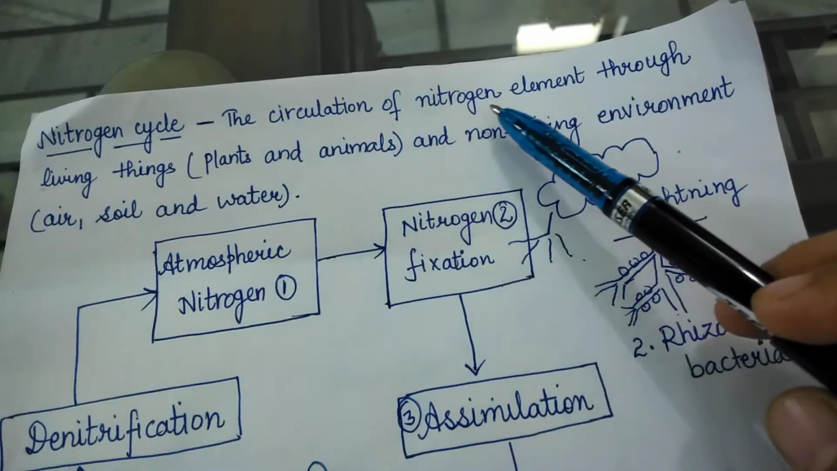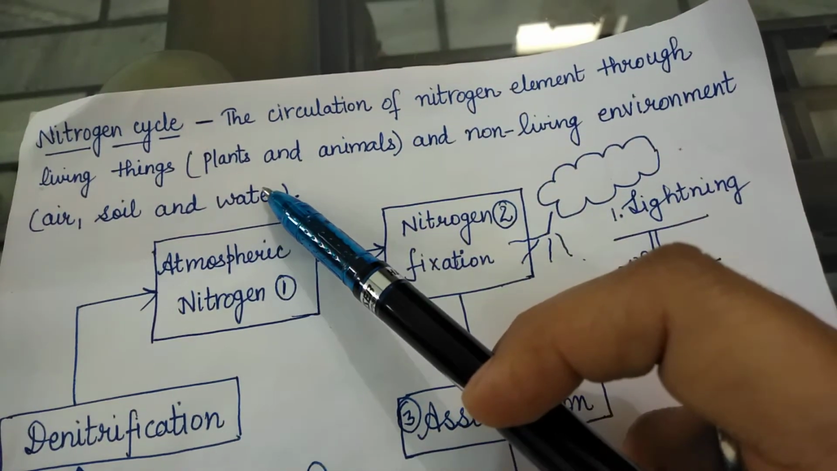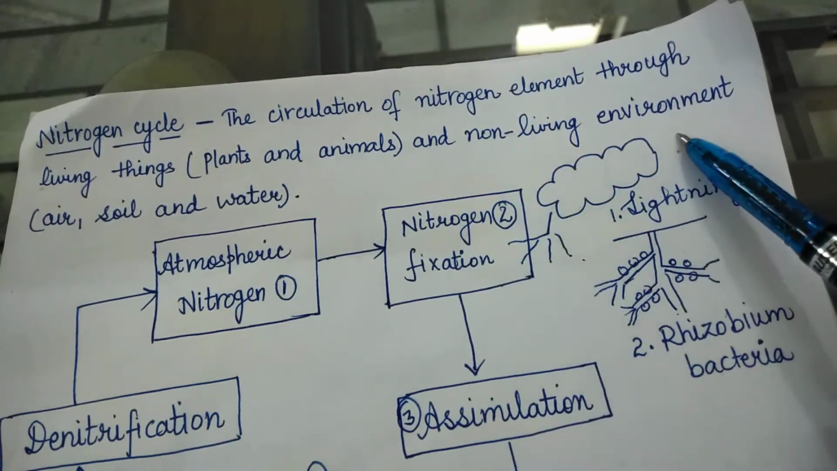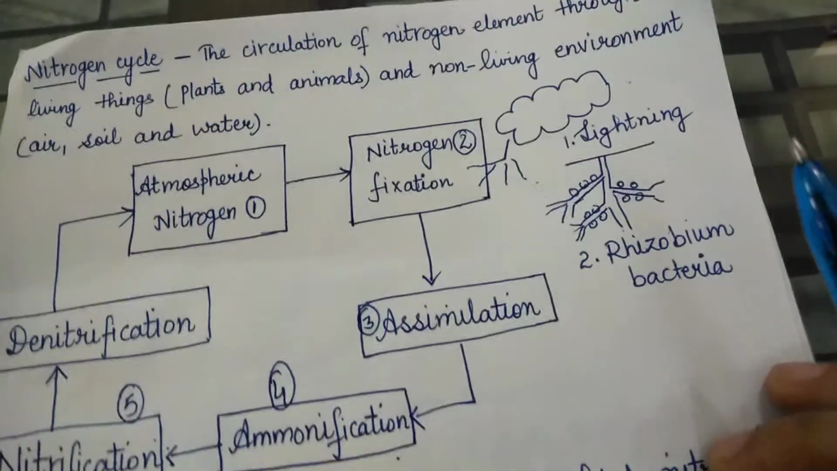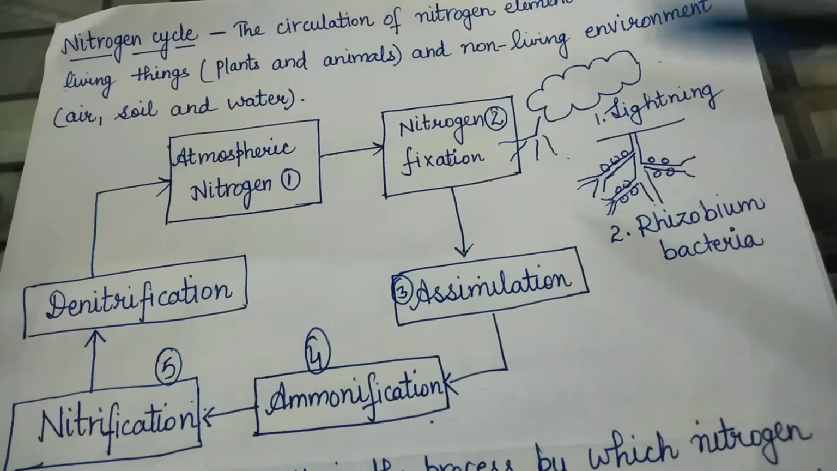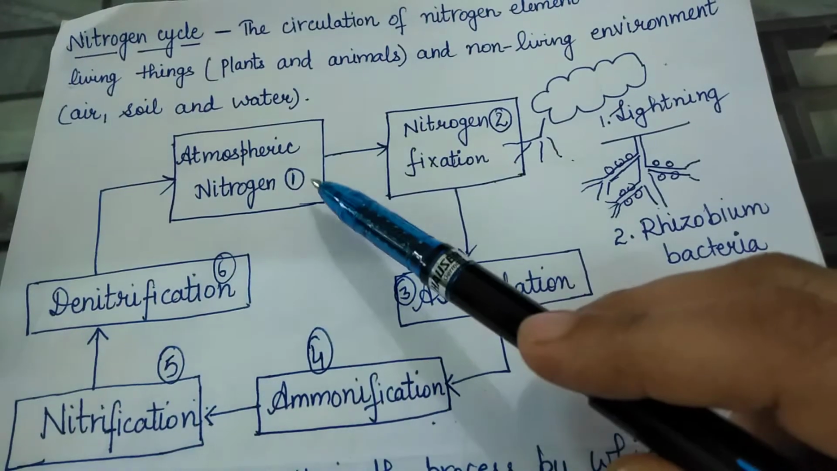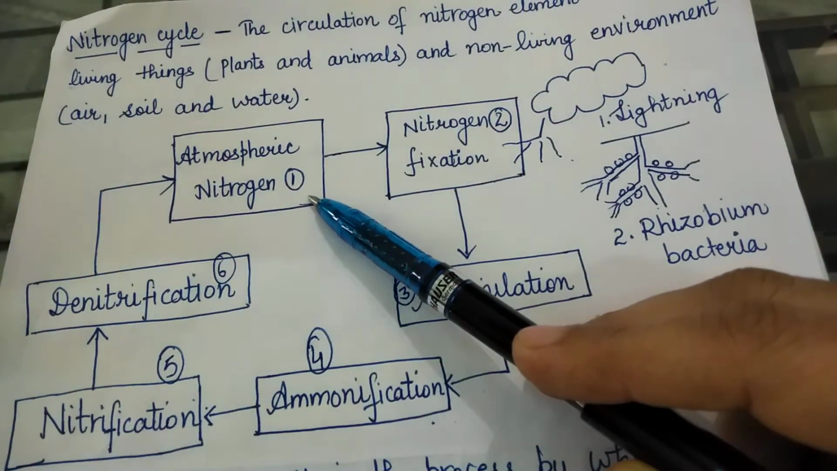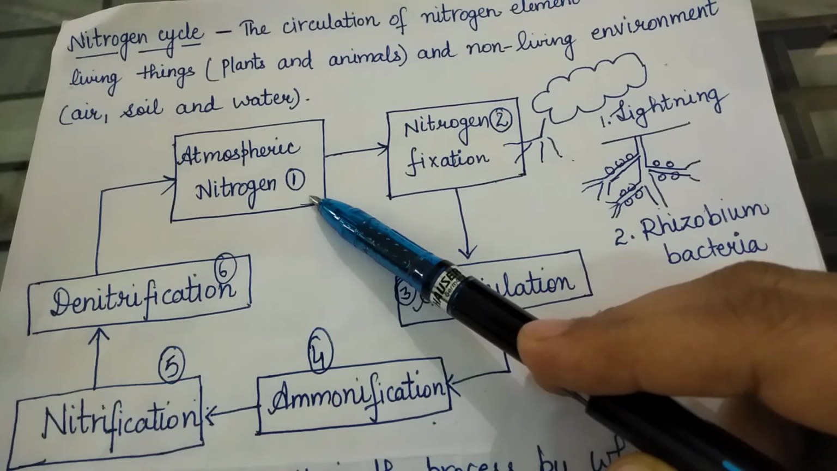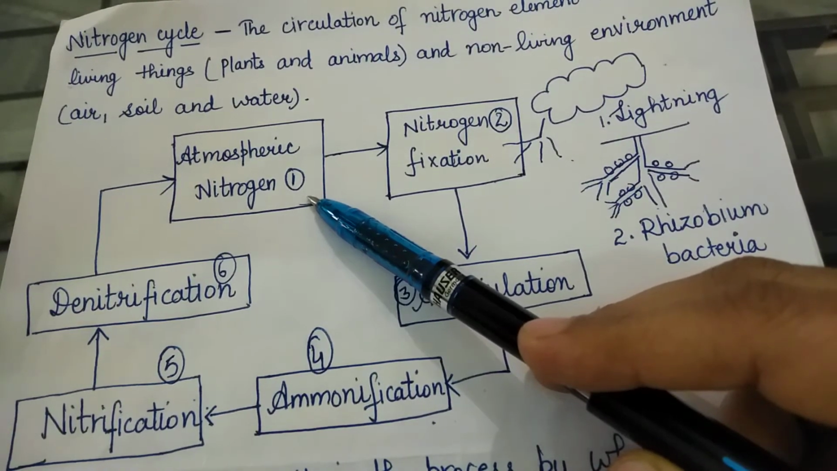What can be the definition of the nitrogen cycle? The circulation of the nitrogen element through living things and the non-living environment. This basically has 6 points. First, in the very beginning we have atmospheric nitrogen.